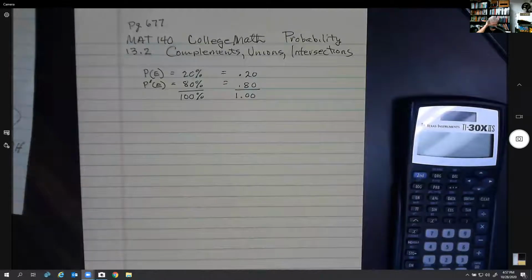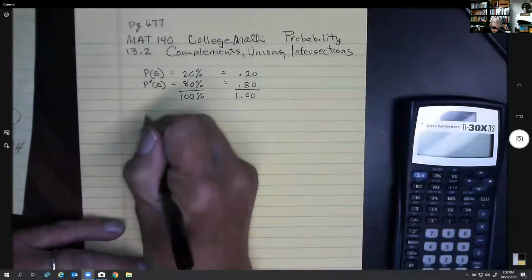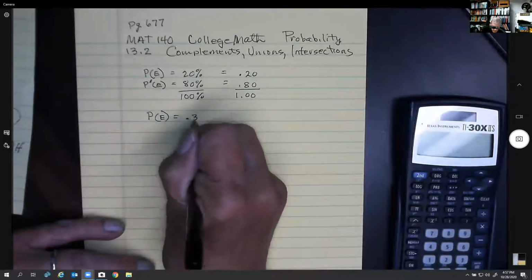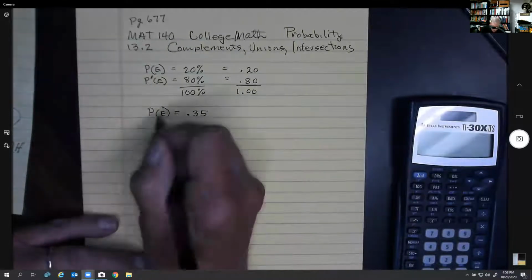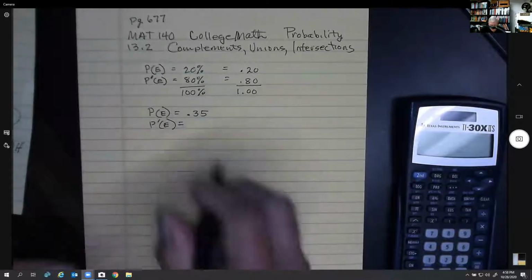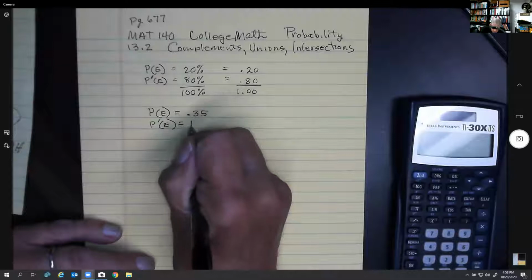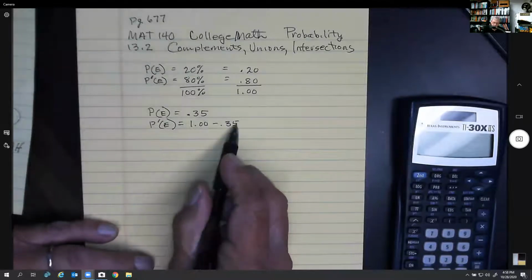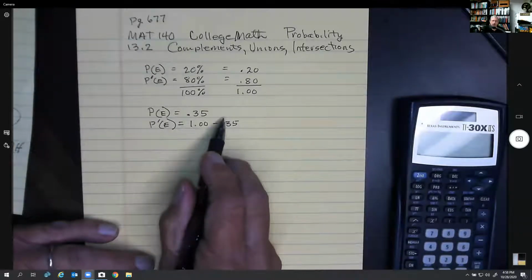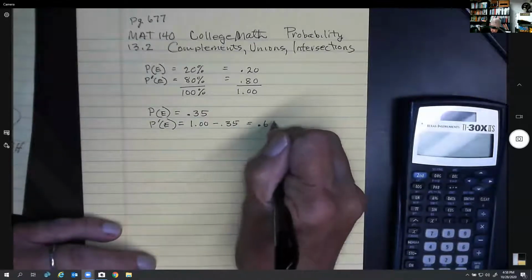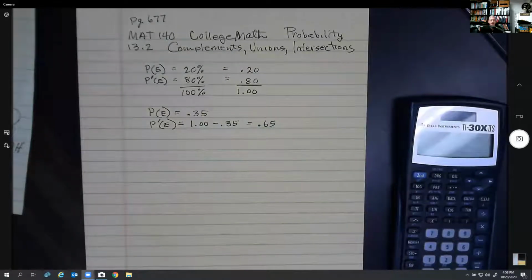So one way we could figure it out, let's say the probability of an event happening was 0.35. The probability that it does not happen, so maybe something else happens, would be 1.00 minus 0.35. In other words, we just subtracted from the total, 100%, or from 1. And that would give us 0.65. So that's the probability of something not happening.